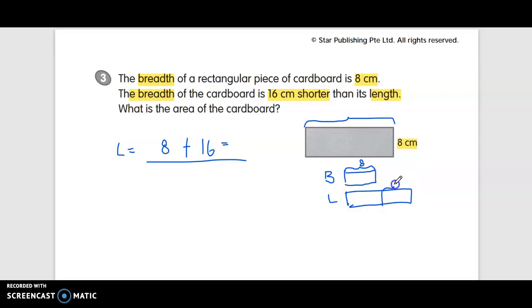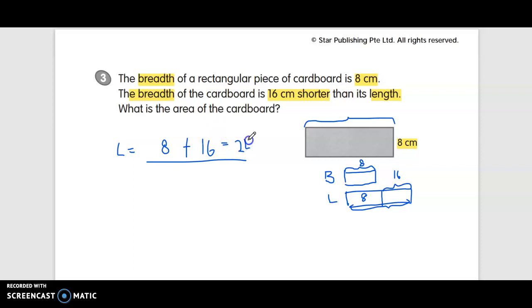How much shorter? Remember we learned the difference is 16. Therefore, how do I find this length? Now this part is the same as this part, so it's 8. So to find the length, can you see the relationship now? You need to find the whole bar, right? So 8 plus 16. Okay, you should get 24.